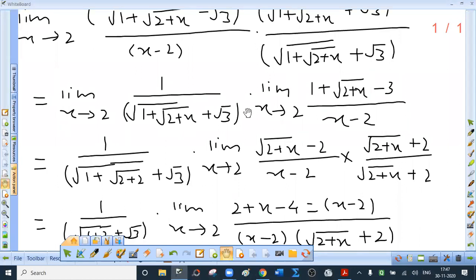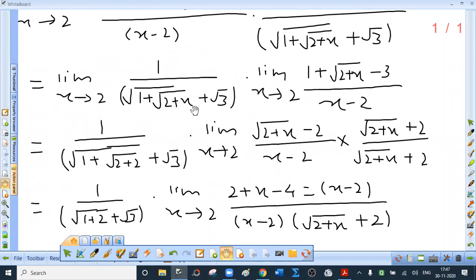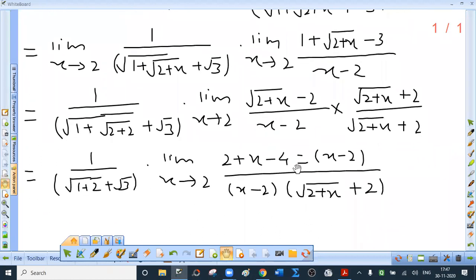For the first part, the limit can be taken by putting x equal to 2. 2 plus 2 is 4, root 4 is 2. And that is why it is root of 1 plus 2, that is root 3 plus root 3. Here, again, you have to rationalize the numerator. So on rationalizing, we get 2 plus x minus 4, that is x minus 2.